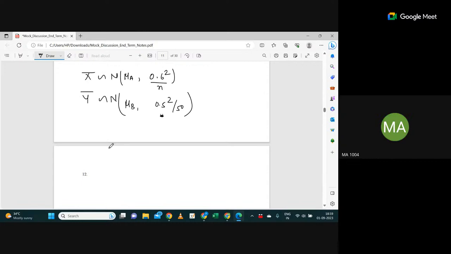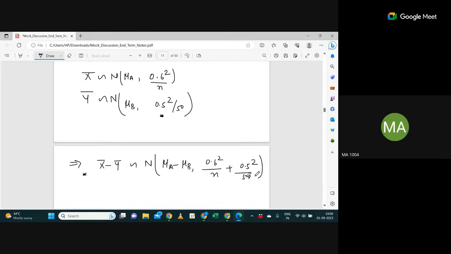What is the distribution of x bar minus y bar, because we are interested in finding that? It will be mu A minus mu B, with variance 0.6 squared by n plus 0.5 squared divided by 50. So far so good? Any doubt?